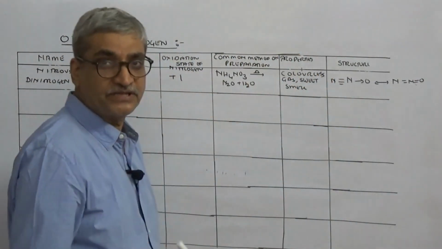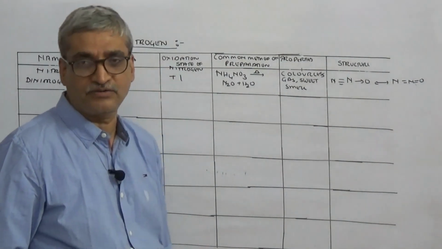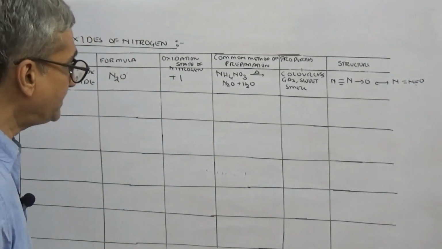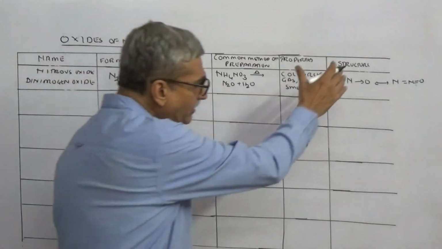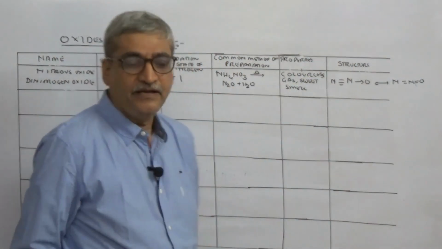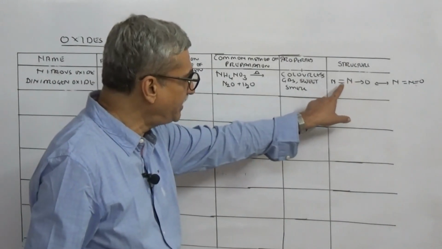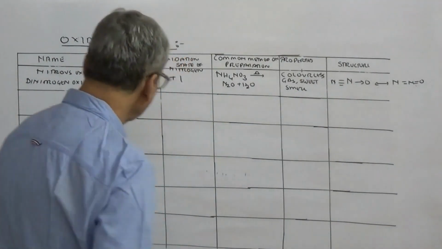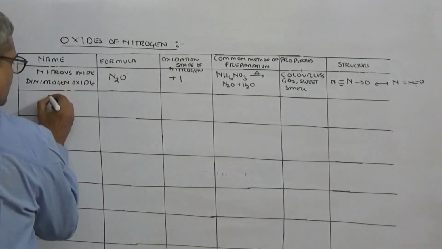So there can be a question which can be asked: in which oxide of nitrogen is there an N triple bond N? In one of the local entrance exams, they ask this question, because if you look at all the oxides that we are going to learn today, it's only nitrous oxide where one of the resonating hybrids has an N triple bond N structure.